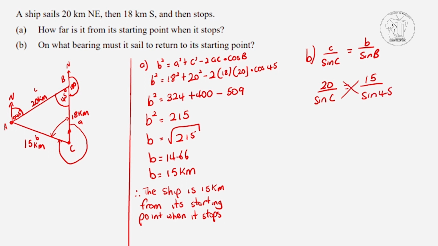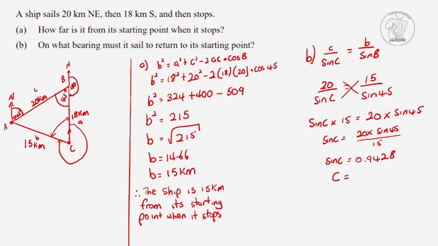Now we do some cross multiplication. We end up with sine C multiplied by 15 is equal to 20 multiplied by sine 45. So sine C would be equal to 20 multiplied by sine 45, all divided by 15. We work this out in our calculator. 20 multiplied by sine 45 would be equal to 14.1421, and all of this will be divided by 15. So we can say 0.9428, and for C we take over the sine, it will become the sine inverse.